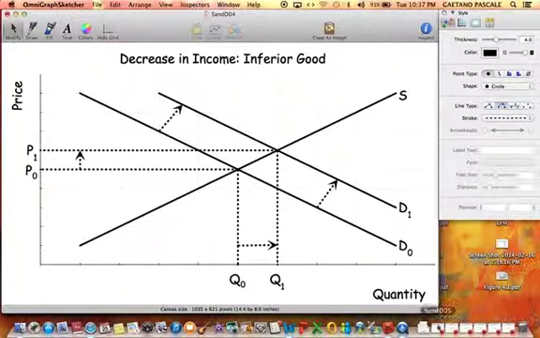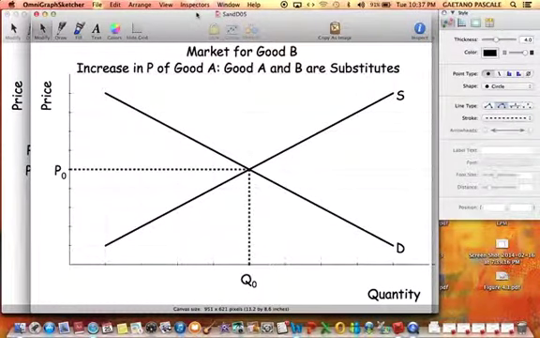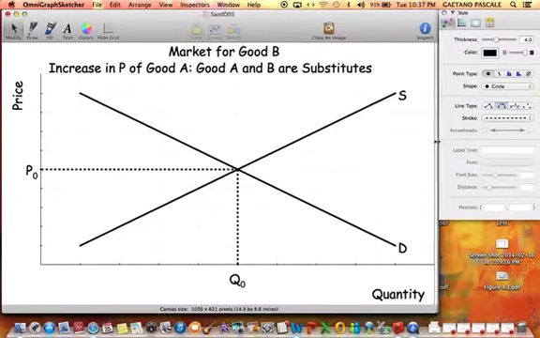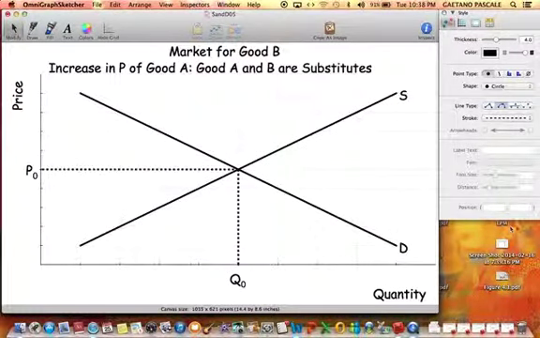Let's go over another example here. And again, let me resize this so it's easier for everyone to see. Here, I'm talking about the market for good B. So this is the supply and demand curve for B. And what's occurring is that we see an increase in the price of good A. And we are noting that good A and good B are substitutes for one another. So there is a relationship between good A and good B.